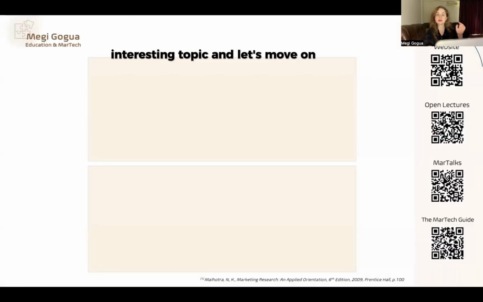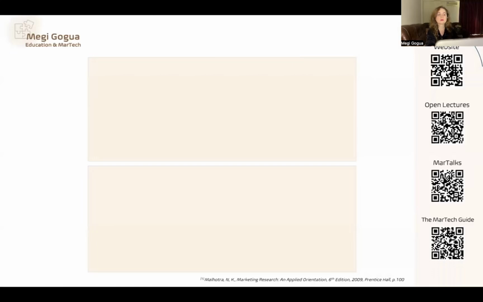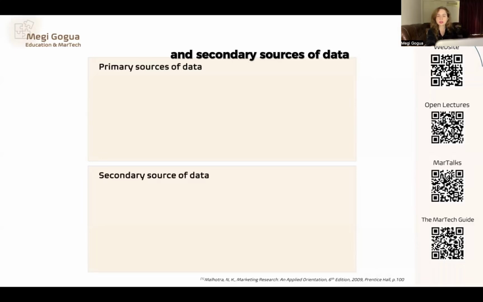And let's move on to the question which I had in the very beginning. So the first topic of today is primary and secondary data sources in research in marketing and MarTech. Why MarTech? Because I specialize in that, but you can use this differentiation for any other topic in marketing or in business studies in general. So we have primary sources of data and secondary sources of data. This is a broad categorization, but nevertheless, one of the most basic ones.